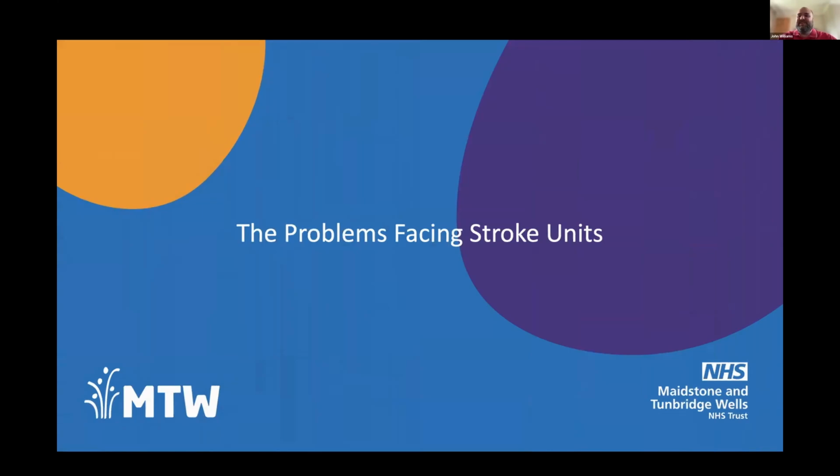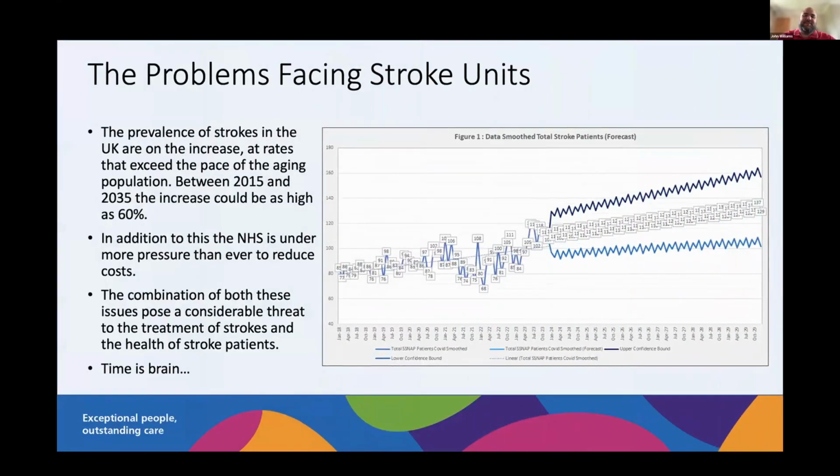So before I dive into the model, let's talk about the problems facing stroke units across the country, and probably worldwide actually, but focusing mainly on the UK here. In the UK, the rate of strokes is increasing far faster than the population is aging. The aging population is obviously one of the things causing this rate to increase, but the increase in the number of strokes is far outpacing that. Some studies have put the increase at around 60% between 2015 and 2035. That is not a small increase at all.